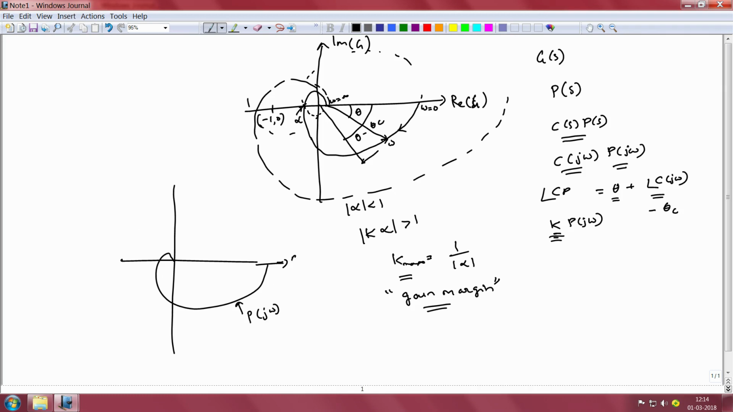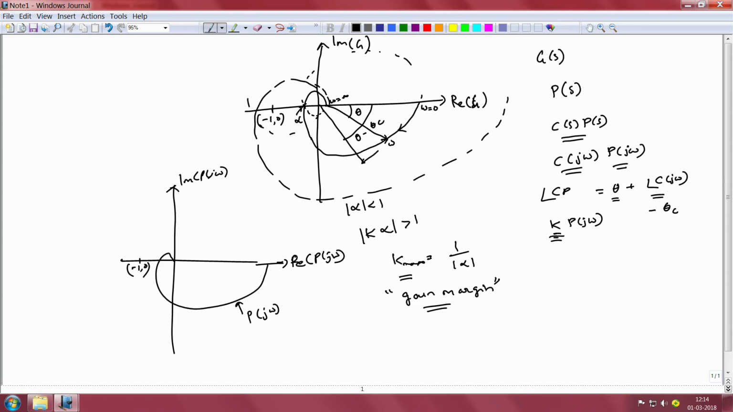So, the x axis will be the real part of P of j omega, the y axis will be the imaginary part of P of j omega. A complementary question that we can ask is, in the vicinity of the frequency at which the Nyquist plot crosses the negative real axis, what is the maximum phase lag that is permissible by the controller?